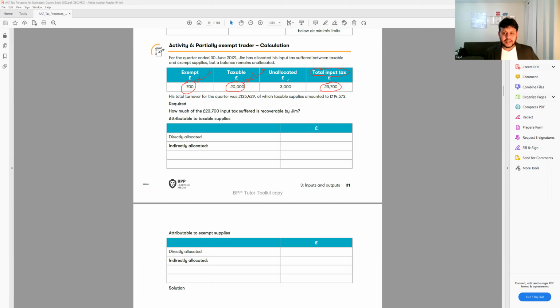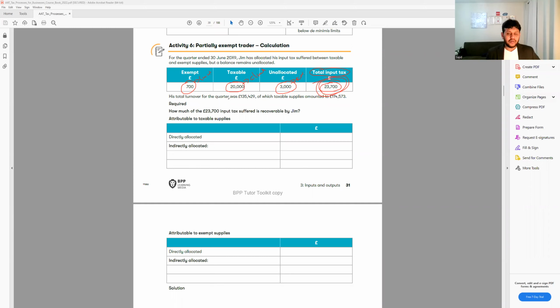And unallocated, this one will not go to exempt and not go to taxable, it is in the middle. Now for the unallocated, I have to use the formula. After that, I have to decide, can I claim all the 23,700 or not? It depends on the calculation. So let's have a look at what it is.